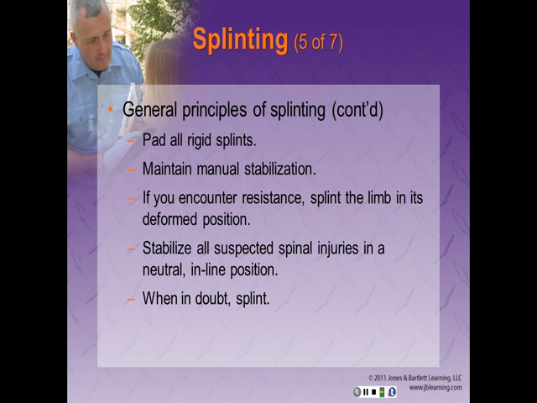If fracture of a long bone shaft has resulted in severe deformity, use constant gentle manual traction to align the limb so that it can be splinted. If you encounter resistance to limb alignment, splint the limb in its deformed position. Stabilize all suspected spinal injuries in a neutral inline position on a backboard. If the patient has signs of shock, align the limb in the normal anatomic position and provide transport. When in doubt, splint.